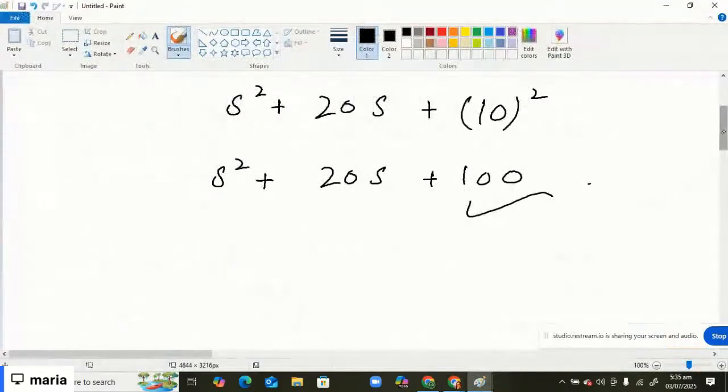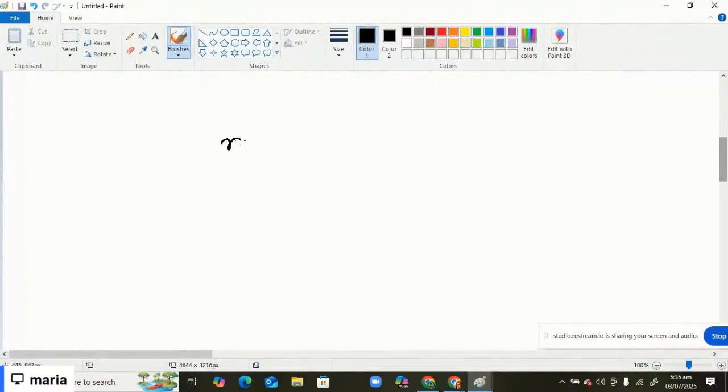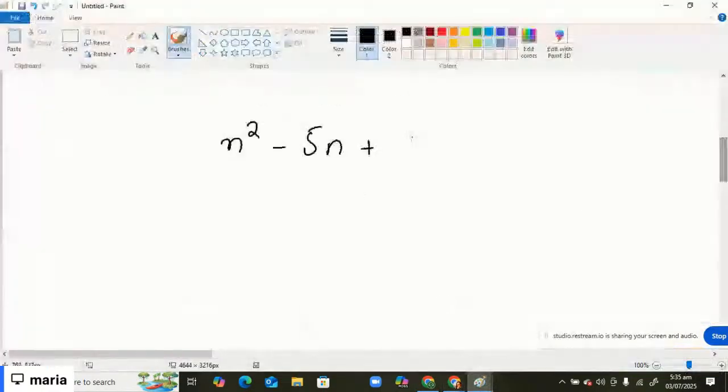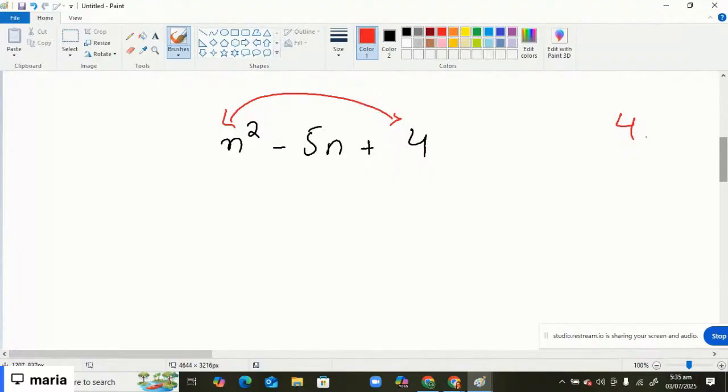Look at here. I'm going to write it here: n square minus 5n plus 4. For making the factors, we multiply these two digits. This is 4, because here it's 1. Now we are making the factors of 4. Factors of 4 are numbers that multiply to give 4, but when you add or subtract these factors, you get the middle number.